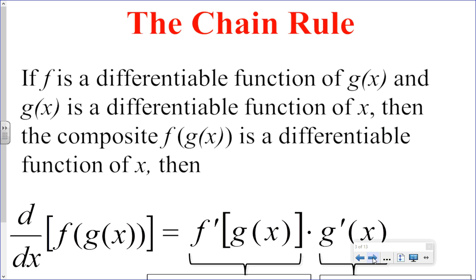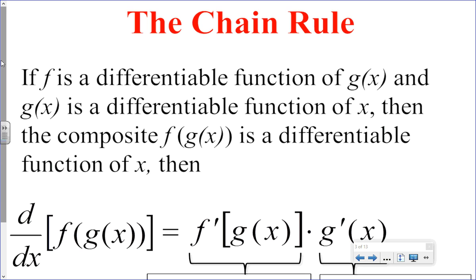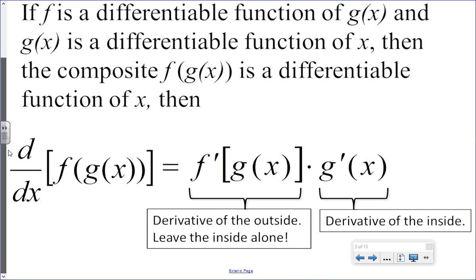So, I would not worry about what is up here, but this is just like the precursor. G needs to be differentiable, and the composite needs to be differentiable. But then this is the rule that you need to write down. This is the chain rule.